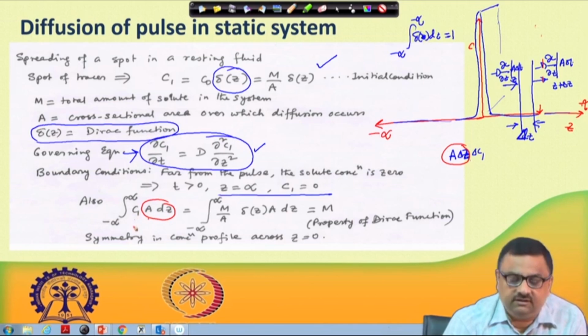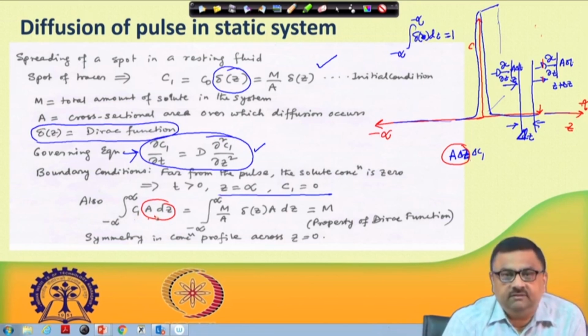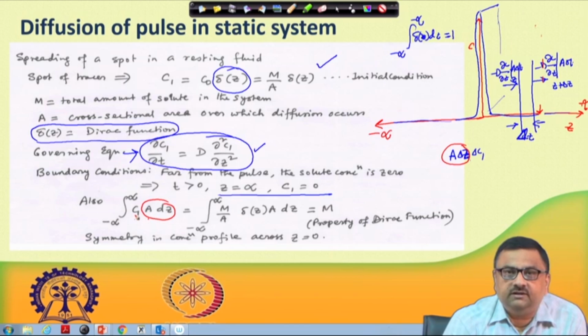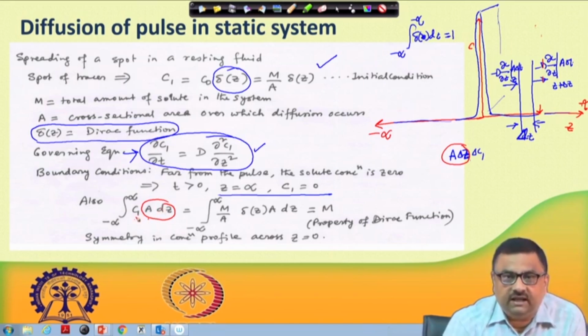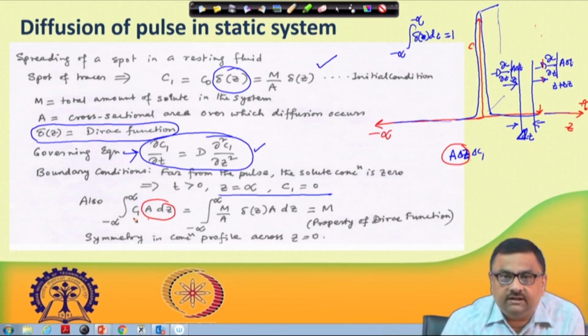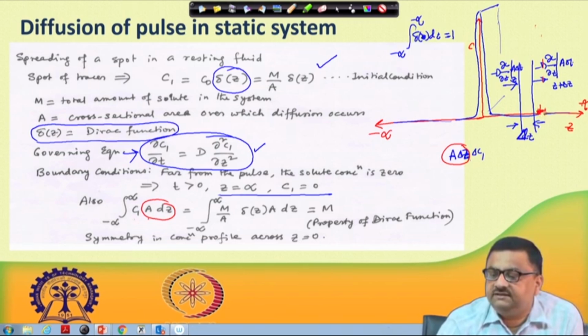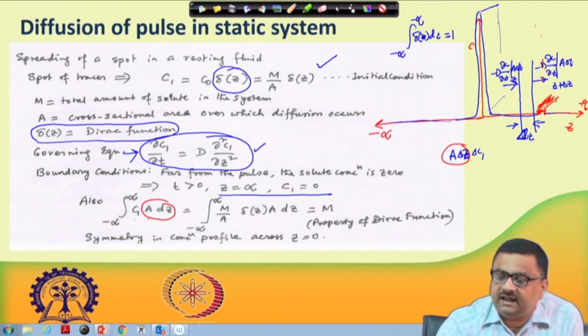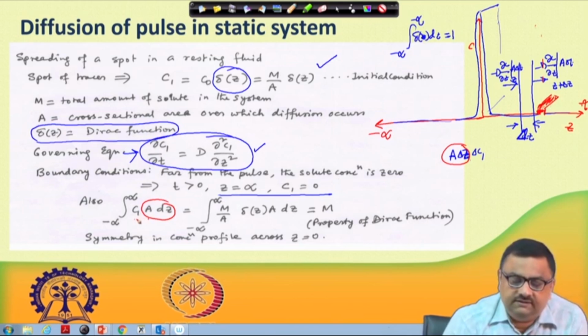C1 is in kg per meter cube, A dz is meter cube, the volume. So kg per meter cube times meter cube: the meter cubes cancel out, and it is kg. Kg of what? Kg of solute. Where? This much kg of solute is contained within this differential volume whose dimension is dz, and A is the area perpendicular to the screen. So A dz is the volume of that differential element, and it has a mass of C1 A dz.